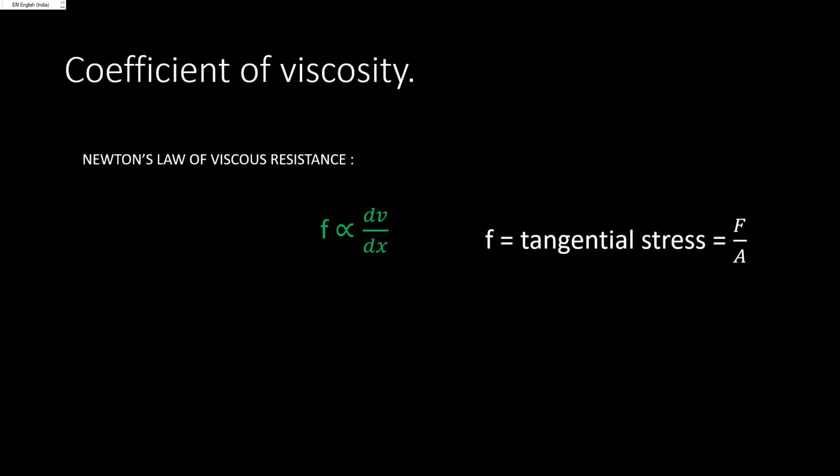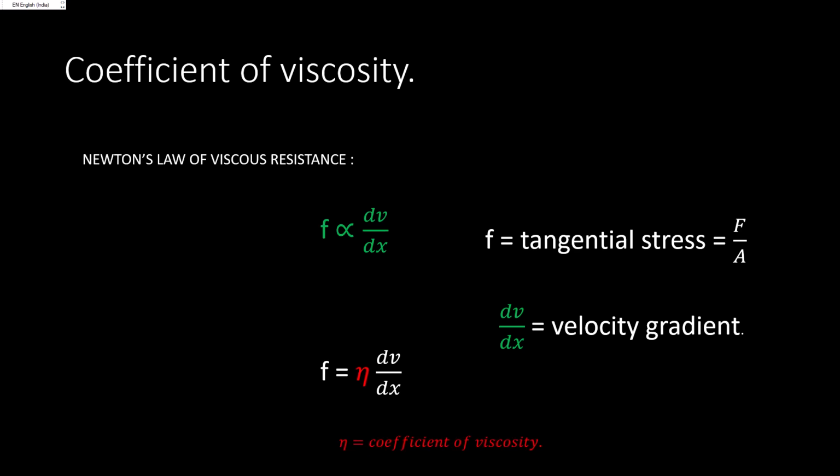Now coefficient of viscosity. We write Newton's law of viscous resistance. Small f is proportional to velocity gradient. This small f is the tangential stress. It is measured as force per unit area, and dv/dx is the velocity gradient. If we remove the proportionality constant, then f equals eta dv/dx. We term eta as the coefficient of viscosity.